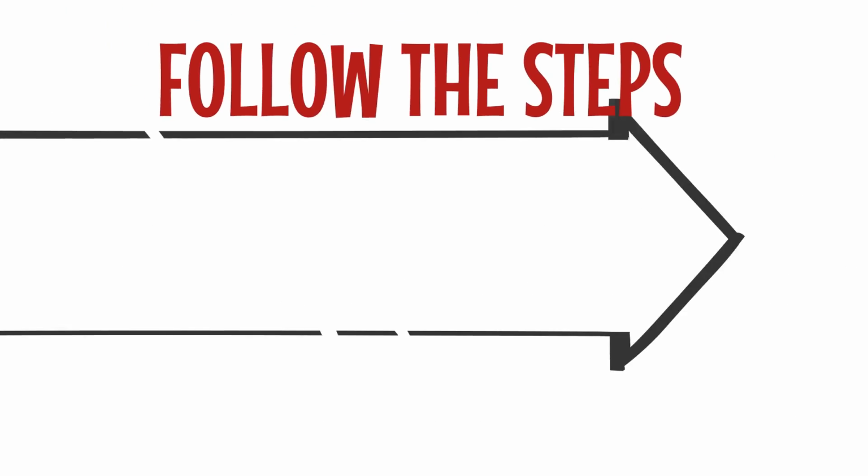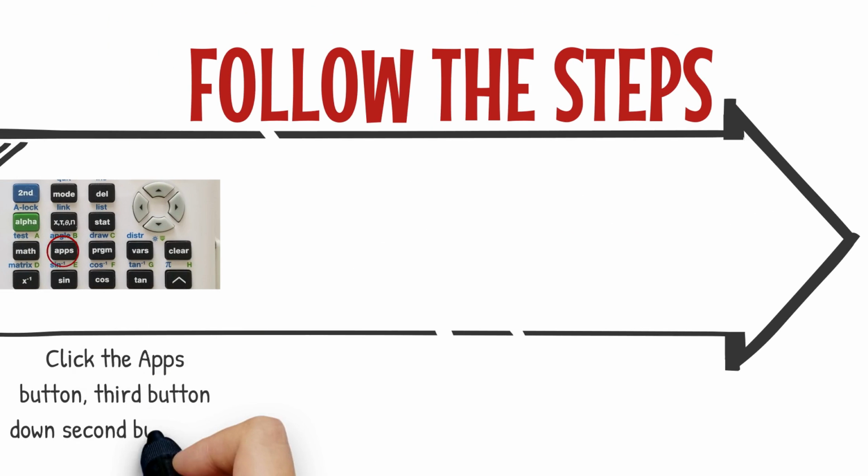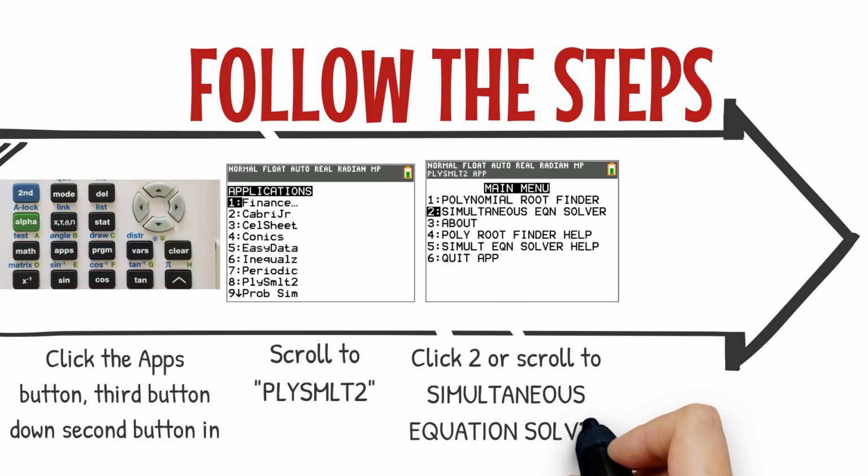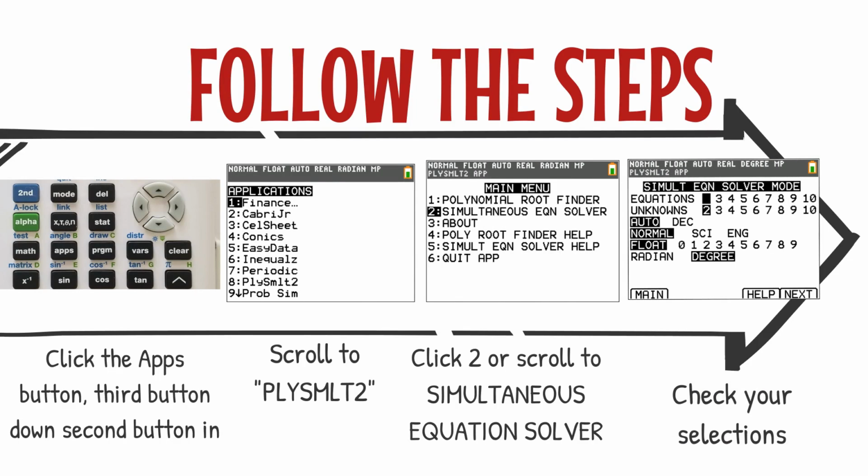We will start by pressing the same apps button as the last video, which is 3 buttons down and 2 buttons over. Once the apps menu appears, we will press 8 or scroll down to PlySmlt 2. Then, once there, you can press 2 or scroll down to Simultaneous Equation Solver.